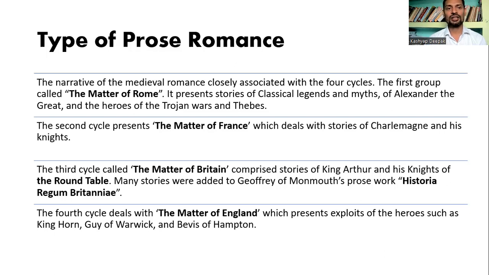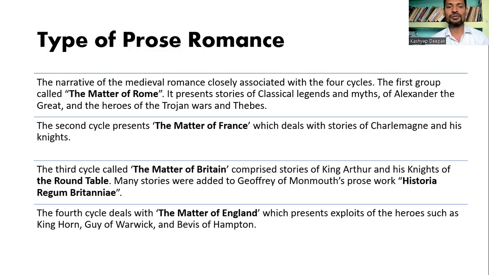of Alexander the Great, the heroes of Trojan wars and thieves. The second cycle represents Matter of France, which deals with the stories of Carloman and his knights. The third, called Matter of Britain, comprises story of King Arthur and his knights of the Round Table. Many stories are added to Geoffrey of Monmouth's prose work Historia Regum Britannia. We will read about Geoffrey of Monmouth Historia Regum Britannia later on, not here.